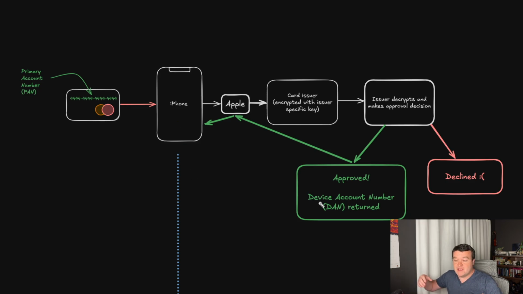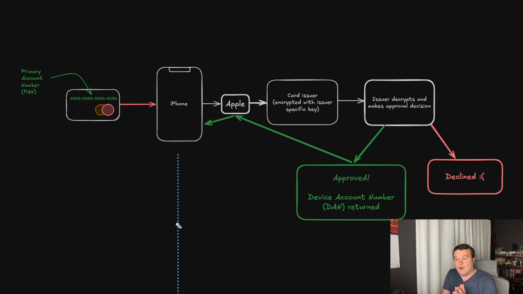So that means that if somebody stole your phone, figured out how to break it, put that information over there, they can't go ahead and start tapping your card because it's not the same device. This is a specific device account number that is specific to your device. Apple takes it, puts it on your device, cool.